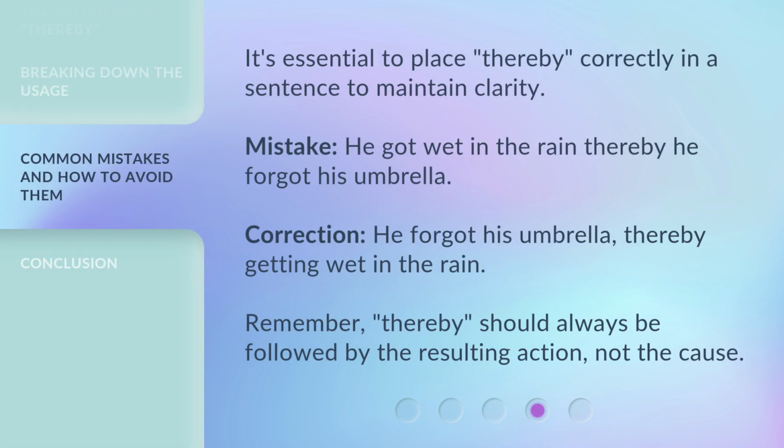It's essential to place thereby correctly in a sentence to maintain clarity. Mistake: he got wet in the rain, thereby he forgot his umbrella. Correction: he forgot his umbrella, thereby getting wet in the rain. Remember, thereby should always be followed by the resulting action, not the cause.